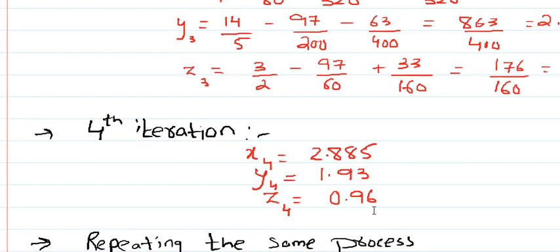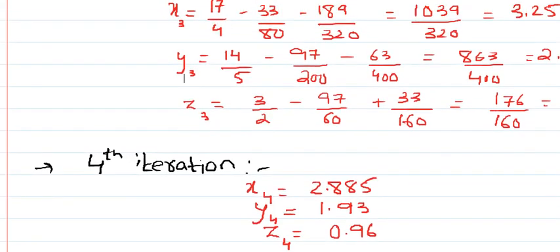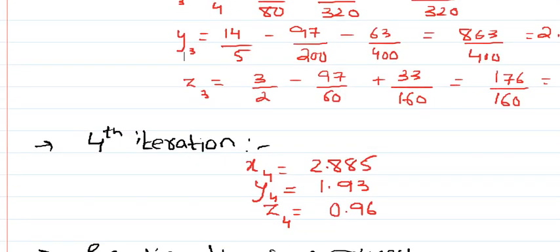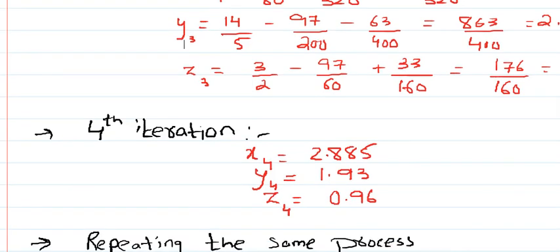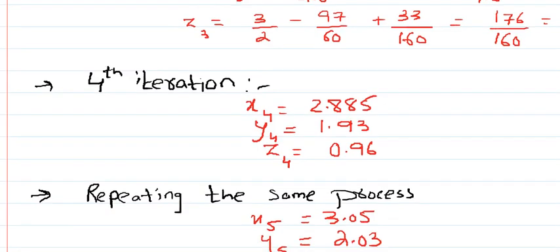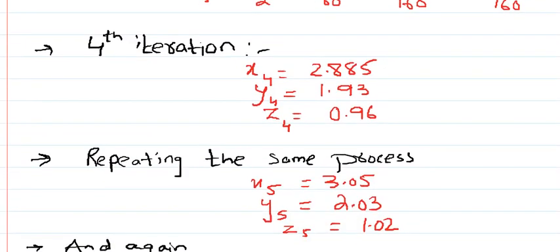Again we see there is a difference, but not as huge as before. z4 is close to z3, and y4 is close to y3, and x4 is also closer, but it's not accurate yet, so we will do another iteration. Let's see what happens when we repeat the process again.